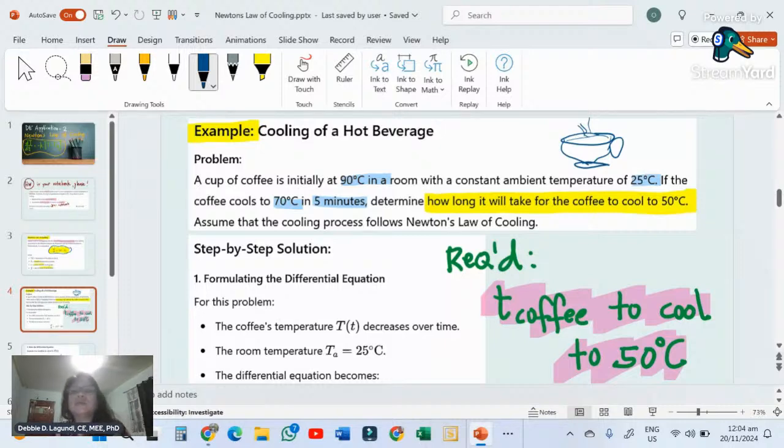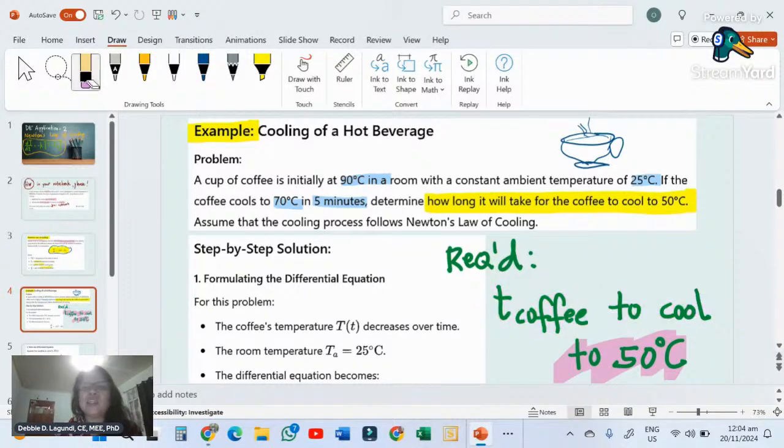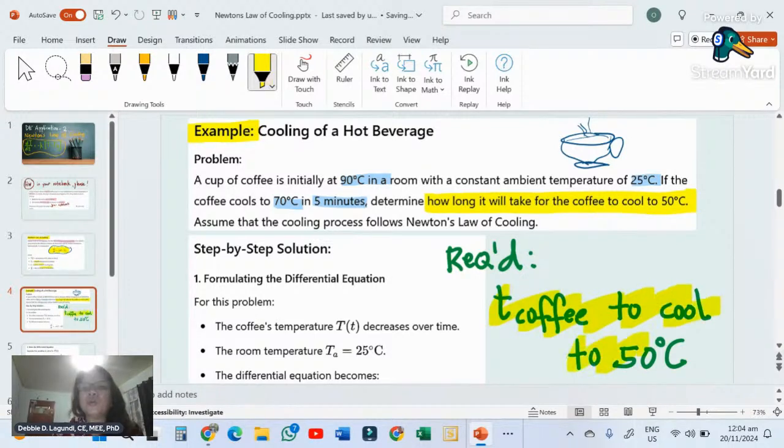So what is required in here is the temperature of the coffee, as I have shaded with pink. So the temperature of the coffee to cool to 50 degrees. No, it's not the temperature. I'm sorry for that.